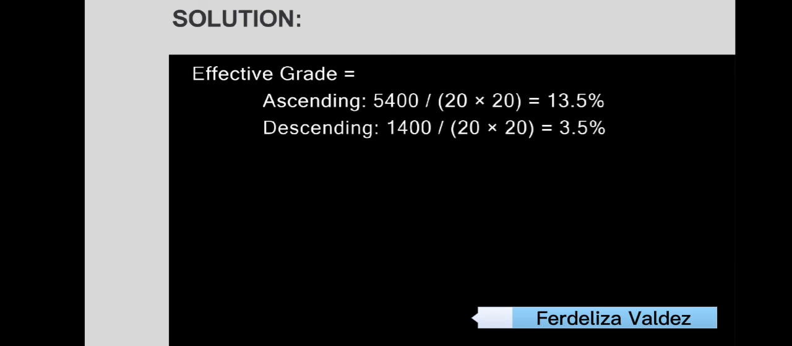To convert the resistance into effective grade, we divide by the weight of the equipment and the 20 pounds per ton for each percent of slope. Ascending, the effective grade is 5,400 over 20 times 20, which gives an effective grade of 13.5%. Descending, the effective grade is 1,400 over 20 times 20, which equals 3.5%.